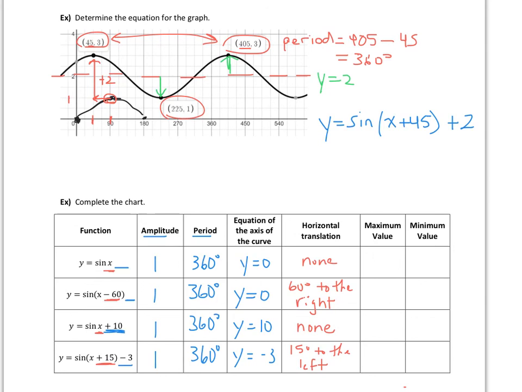All right, now let's talk about this max and min value. Remember on the first slide I said your max comes from your axis of the curve plus your amplitude. So 0 plus 1 would be 1. Your min is your axis of the curve minus your amplitude, negative 1. 0 plus 1, 1. 0 minus 1, negative 1. 10 plus 1 is 11, and then 10 minus 1 is 9. Minus 3 plus 1 is minus 2. Minus 3 minus 1 is minus 4.